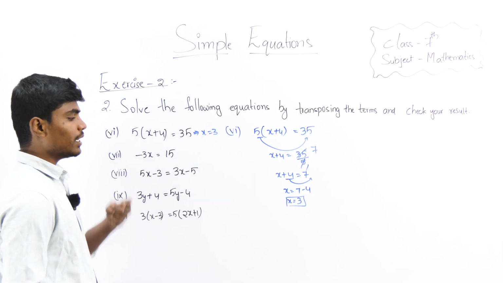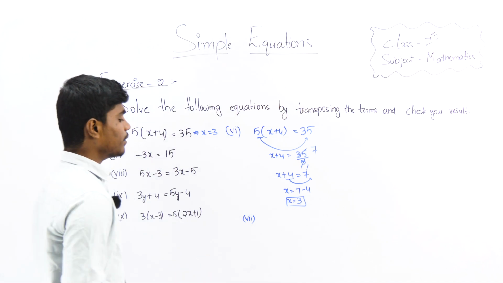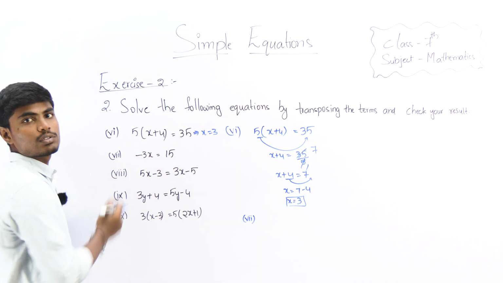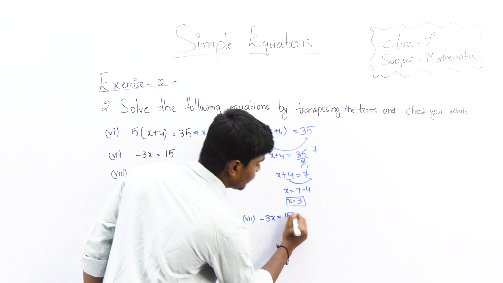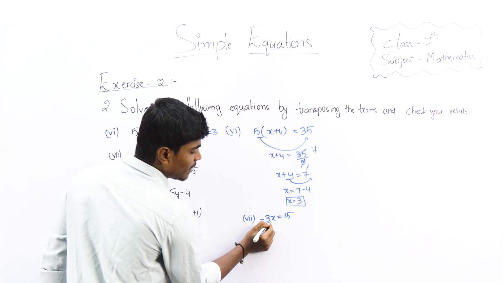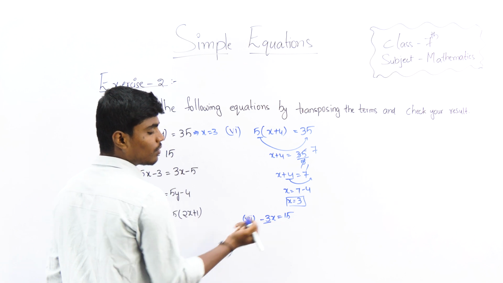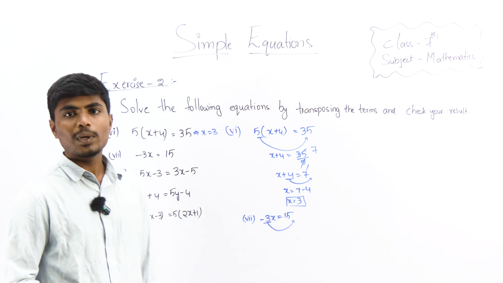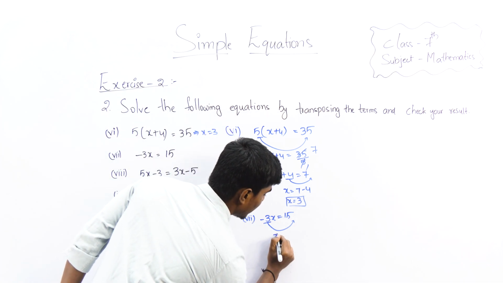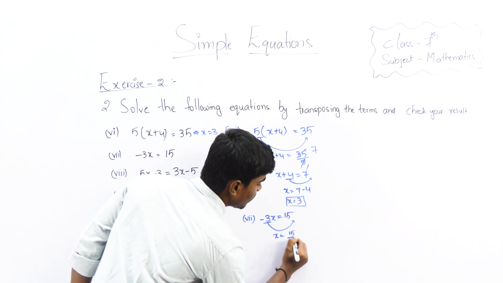Now let's move to the seventh one. What is the equation he gave? Minus 3x is equal to 15. So here minus 3 is multiplying x. If we move minus 3 to the right side, it will divide. So x is equal to 15 by 3.